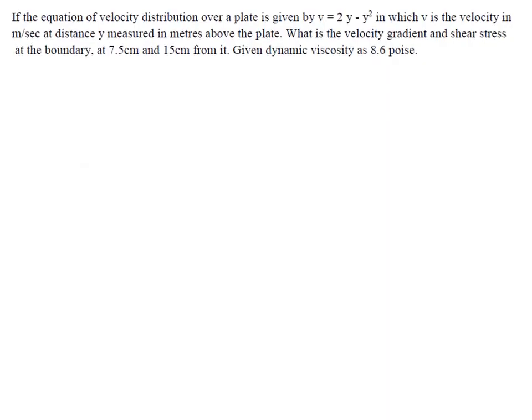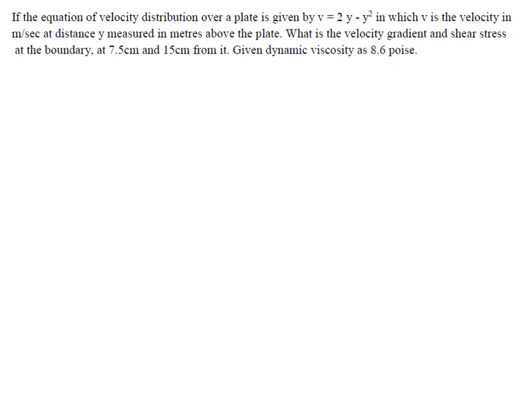Here the equation of velocity distribution over the plate is given, which is given by velocity. Either it will be given as u or v. So v is 2y minus y square, in which v is velocity in meter per second and y is the distance measured in meters. So what are the velocity gradients and shear stress at the boundary and at 7.5 centimeters and 15 centimeters from the plate?